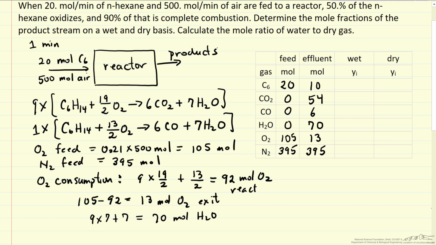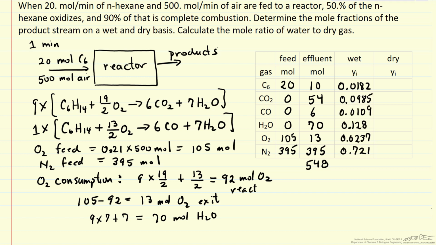We can calculate mole fractions. If we add up the number of moles, we have 548. So the mole fraction, of course, for C6 is just 10 divided by 548, and that's 0.0182. I'm going to do the rest of these divisions and write down the numbers while I pause. Those numbers are on a wet basis, meaning I've included water in the calculation of mole fraction, 548.